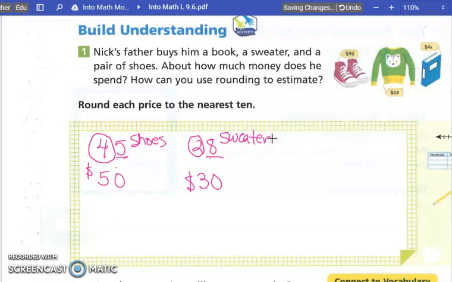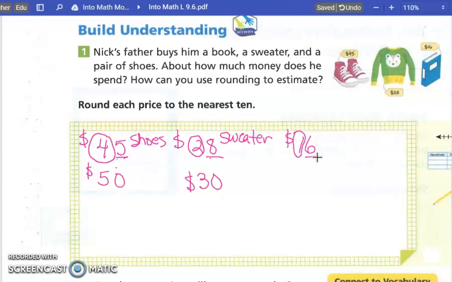Now, if you're having trouble rounding, you might need to draw your number line and place your number on there so you can see. But I think yesterday we all figured out the process. So how much is the book? $16. We're rounding to the nearest 10, so we're going to circle the number in the tens place. We're going to underline the 6.